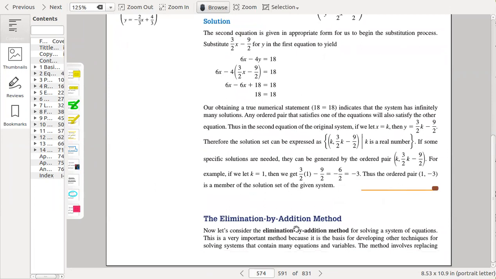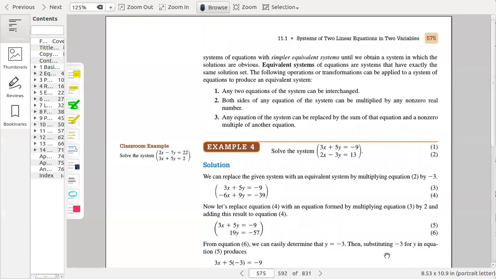And next is the elimination by addition method. Let's consider the elimination by addition method for solving a system of equations. So this is a very important method because it is the basis for developing other techniques for solving systems that contain many equations and variables. The method involves replacing a system of equations with simpler equivalent systems until we obtain a system in which the solutions are obvious. So equivalent systems of equations are systems that have exactly the same solution set.